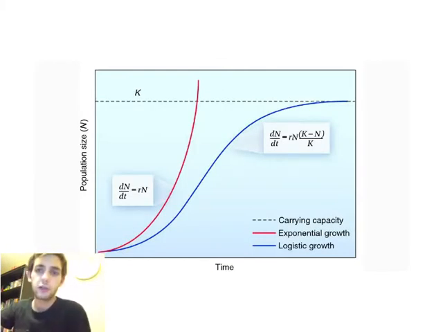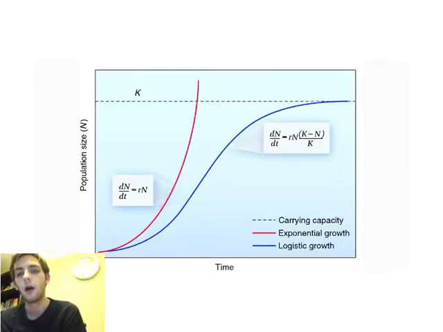This graph here shows you what exponential and logistic growth look like. Hopefully you're already familiar with this. The red line is representing exponential growth. And exponential growth occurs in populations where there are no limiting factors. A common example of an organism that exhibits exponential growth is bacteria. Over a period of time, they can grow exponentially.